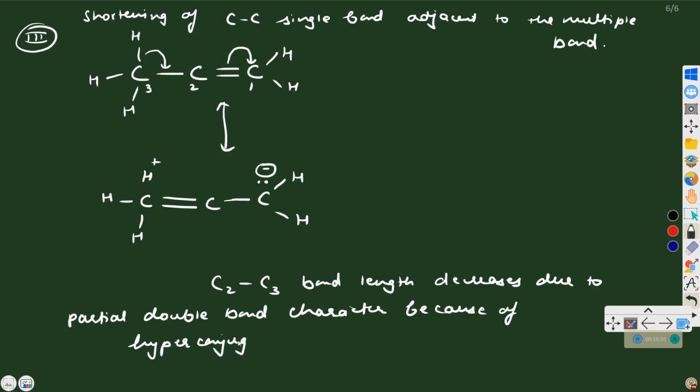Now, while solving the questions, please count the alpha hydrogens carefully and then find the stability order. I hope you understood this topic.